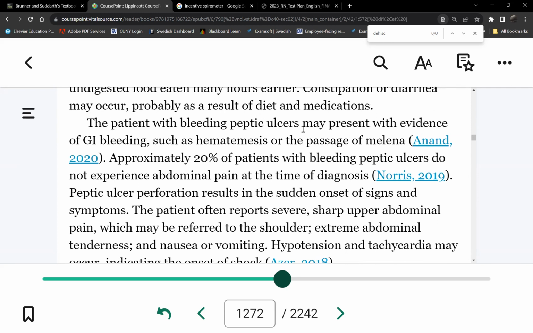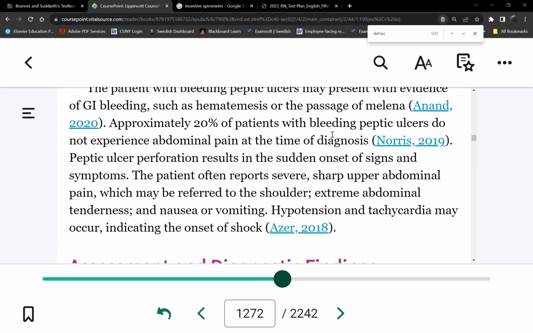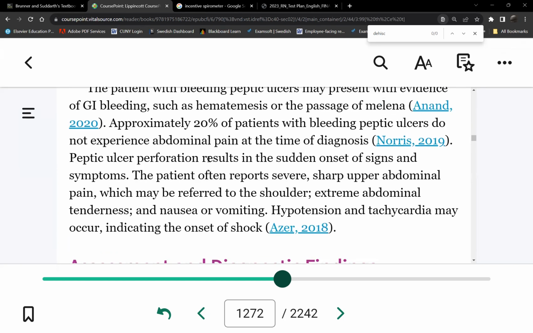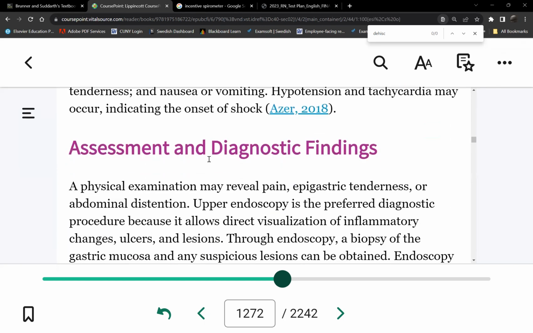So bleeding can be upper or lower, correct? If it's a gastric ulcer, of course, that will be upper GI bleeding. If it's duodenal, that will be lower GI bleeding. So here are a few of the symptoms, but we have a table for the complications, so this will be discussed in more detail in that table.